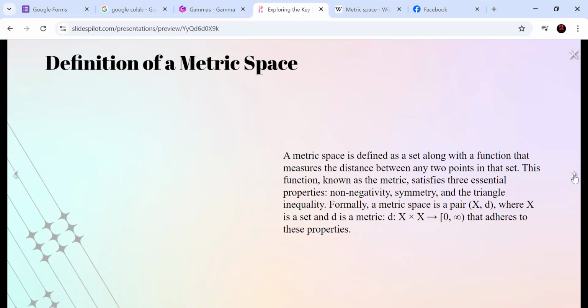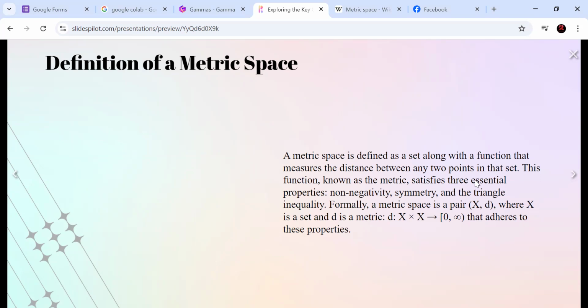And this function known as metric satisfies three essential properties. The pair of a non-empty set X and the distance is called a metric space. So the first property is non-negativity, the second is symmetry, and the third is triangular inequality.